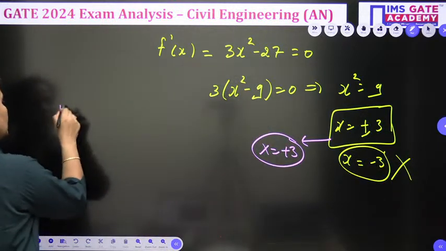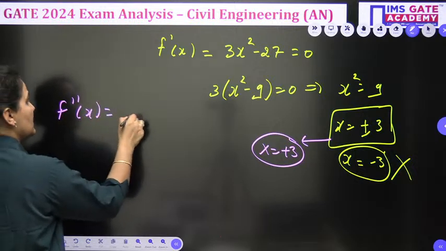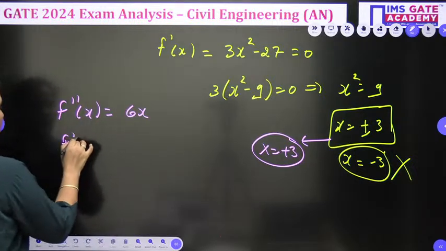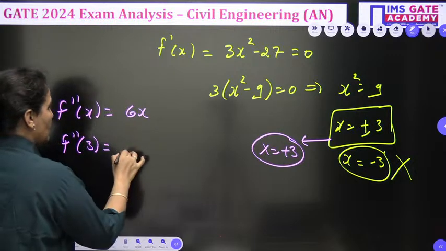So now what we do, we do the double order derivative, which is 6x only, and you need to put the value of x in the double derivative here. At the value of x you will put 3.